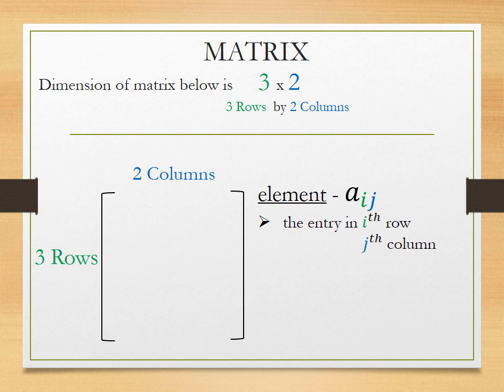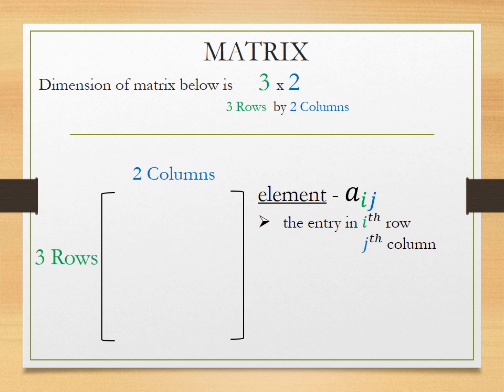Now we'll talk about a matrix. So what is a matrix? A matrix is a way to organize information in columns and rows. And you'll often hear the term dimension when describing a matrix. And the dimension is how many rows by how many columns. So if you look below, this matrix right here has 3 rows and 2 columns, so we would say it's a 3 by 2 matrix.